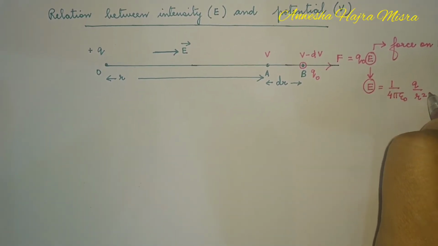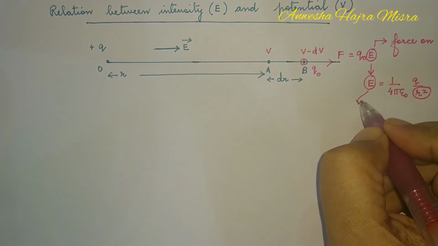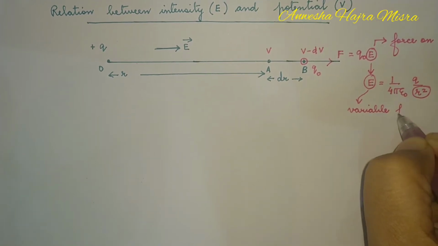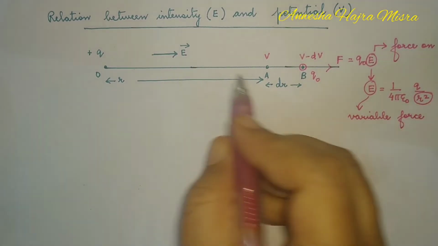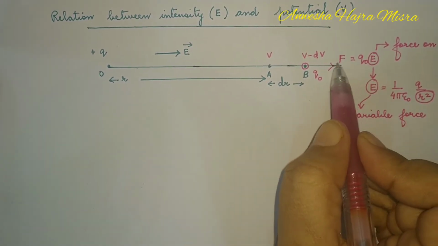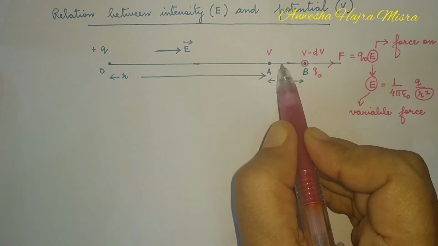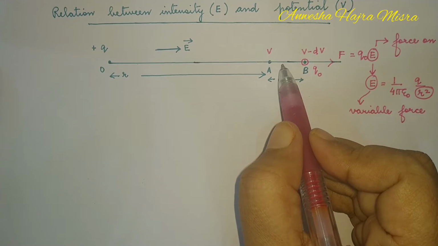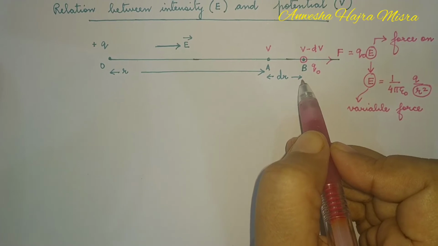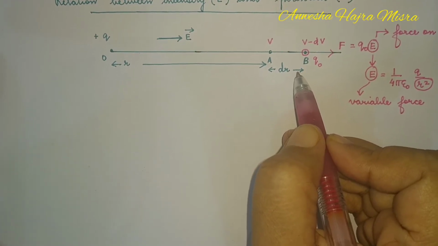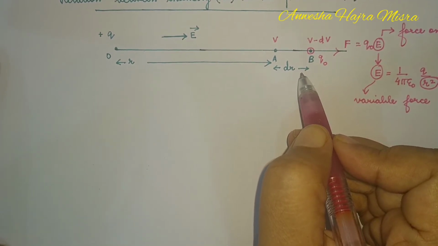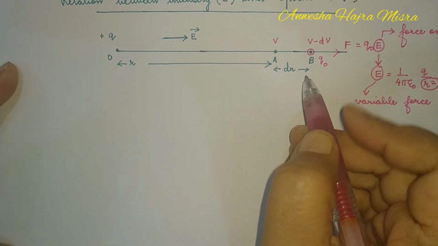So intensity varies with the distance. So this is a variable force. As r changes, intensity changes. Due to r, E changes, and therefore the force on Q naught changes from point to point. We assume dr so small that within this dr distance, the force remains constant.